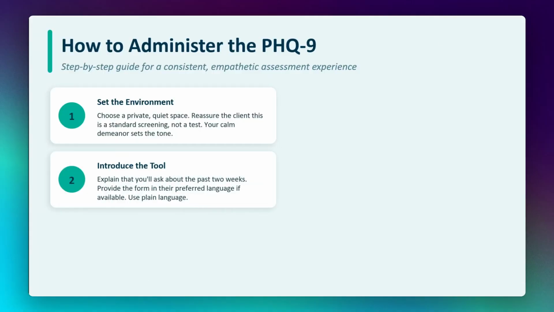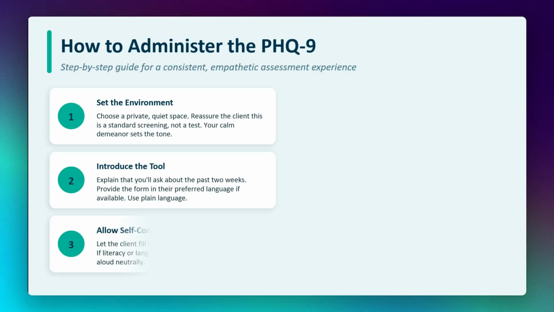Step 2, introduce the tool simply. Tell the client, I'm going to ask you about how you've been feeling over the last 2 weeks. Keeping it conversational and less clinical can help put them at ease. Step 3, allow the client to self-complete the form wherever possible. When someone's filling out an assessment themselves, they tend to give more candid answers than when an interviewer is asking them the questions.